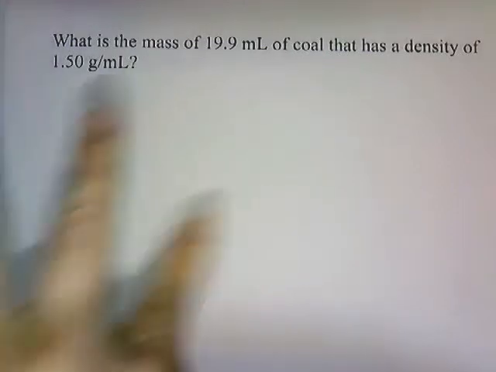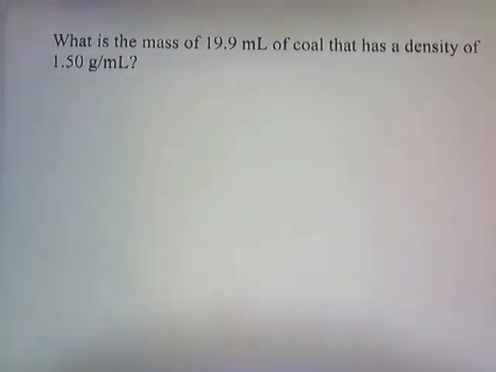What is the mass of 19.9 milliliters of coal that has a density of 1.5 grams per milliliter? And I'm going to sort of solve this two ways. In chemistry books, they tell you to include the units and to cancel out the units. And I'll do that once just to show that things work out. But frankly, I don't like doing it that way because I tend to get confused.